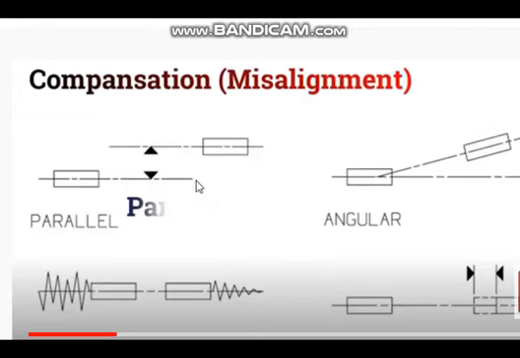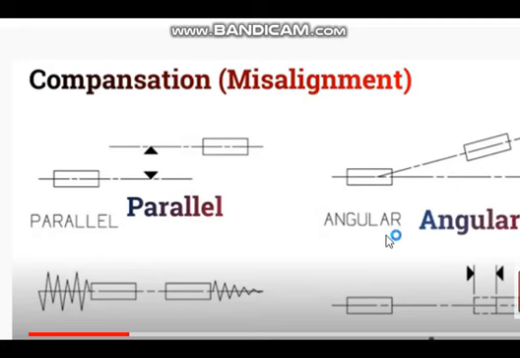See, now here two shafts are there, this is one shaft, this is another shaft, and there is some misalignment. This misalignment is a parallel misalignment. Otherwise you can say axial misalignment. Then the misalignment can be angular misalignment. That means this shaft's axis is in one line, and this axis is in another line, and there is some angular misalignment. Even if it's a slight misalignment, these couplings will correct it.